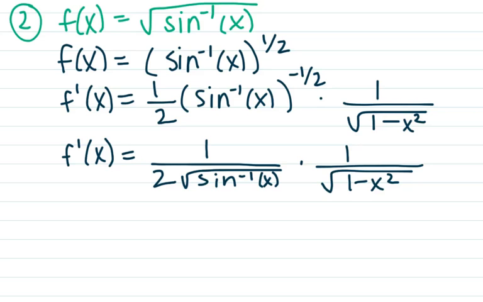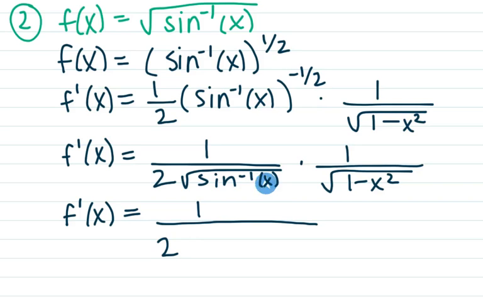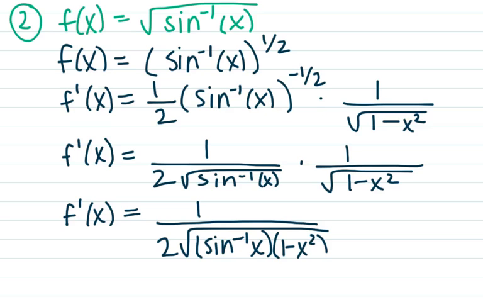So really the only thing we can do to simplify this is combine the radicals into one giant denominator. When we multiply things under a square root, we can multiply them together under one giant square root, but just keep them in parentheses. Okay, so that times 1 minus x squared, and that would be as far as we could go with this one.